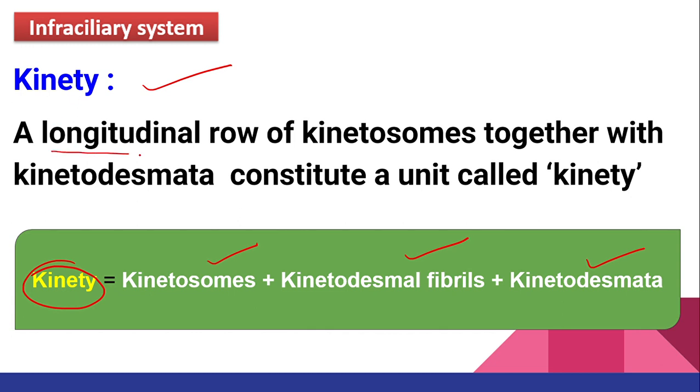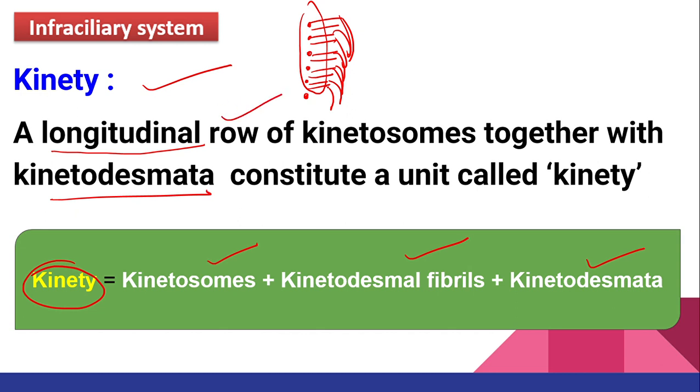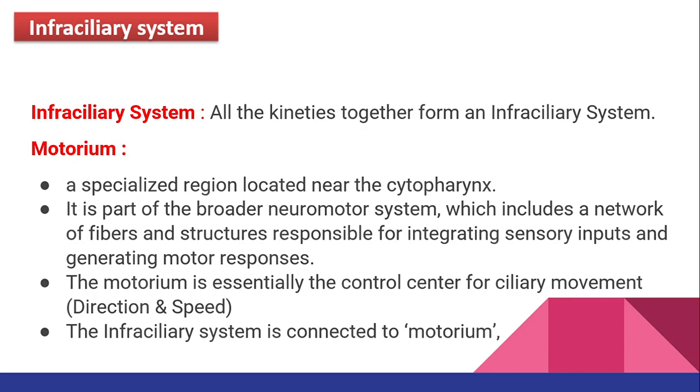Now, a kinety is nothing but a longitudinal row of kinetosomes. This is what we saw: the longitudinal row of kinetosomes all together with the kinetodesmata. Kinetodesmata is nothing but the cord of fiber. So this fiber is called kinetodesmata. So a longitudinal row of kinetosomes together with the kinetodesmata, we call a kinety. So we have studied the three components, and all these three components together are called a kinety.